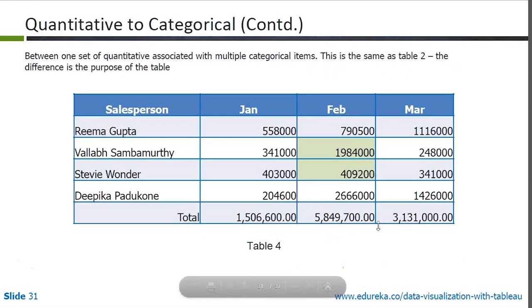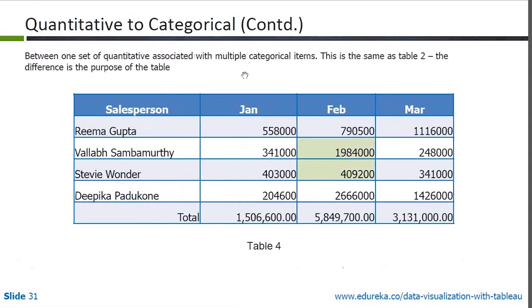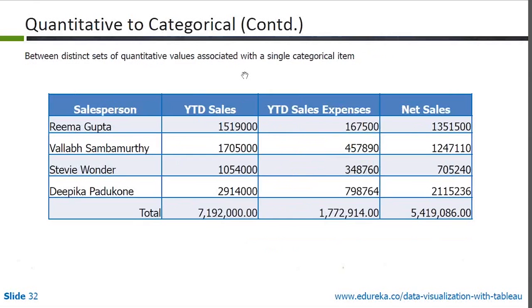Now, if you see this chart, there's something interesting in it. It is the same as this one, however there's something different. What's the difference in this chart? If you see, I have highlighted one sales figure with a different color. This color is different. That was the purpose. I wanted to see the least sales in Feb, which was by Stevie. So that was my purpose of this chart.